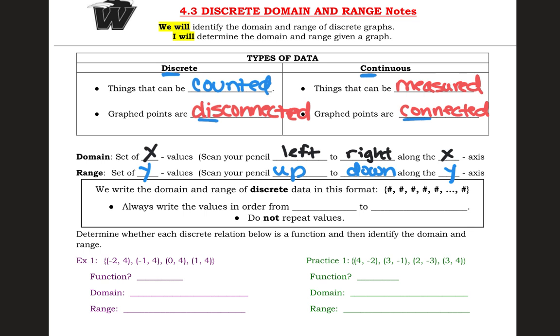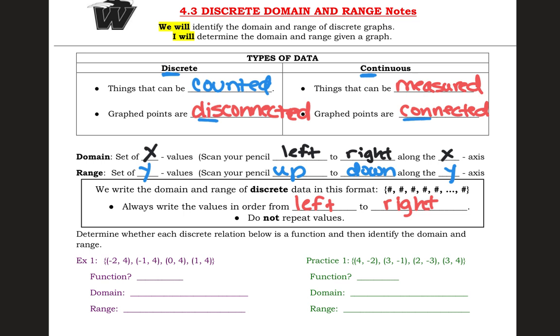It says we write the domain and range of discrete data in this format. So if you notice, they are going to be just dots. Even on the graph, we're going to have just the numbers here. They're going to be scattered. They're not going to be continuous. So when we're looking at the discrete, you're always going to write the numbers from least to greatest. Even when you're looking at the domain and range, when we write it as an inequality, you're going to go from the smallest to the biggest, okay?